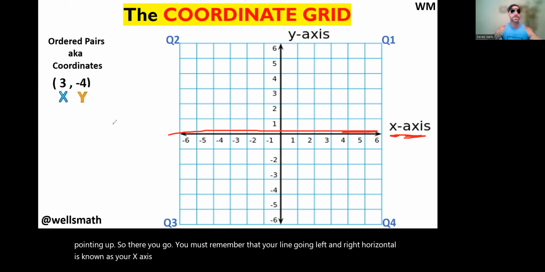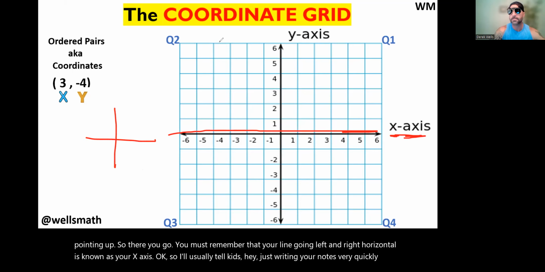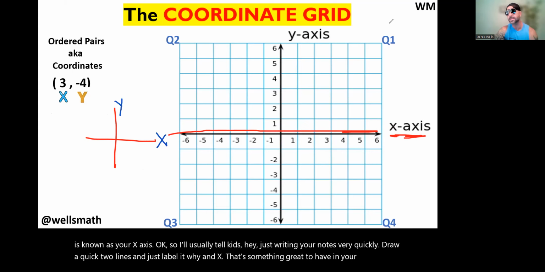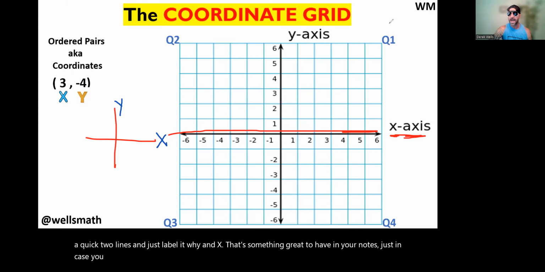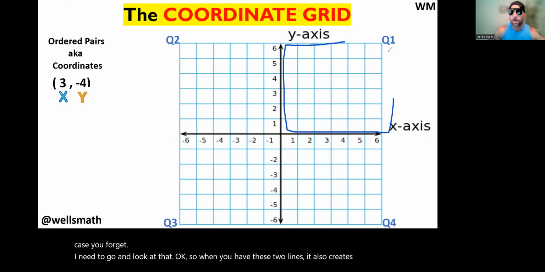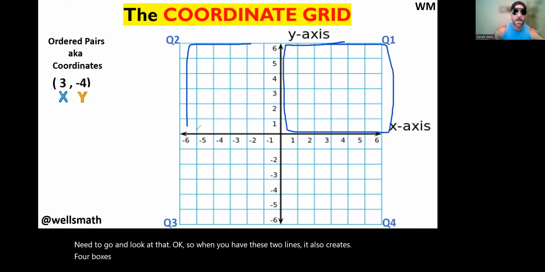Okay, so I'll usually tell kids, hey, just write in your notes very quickly, draw two quick lines and just label it Y and X. That's something great to have in your notes, just in case you forget and need to go and look at that. Okay, so when you have these two lines, it also creates four boxes.